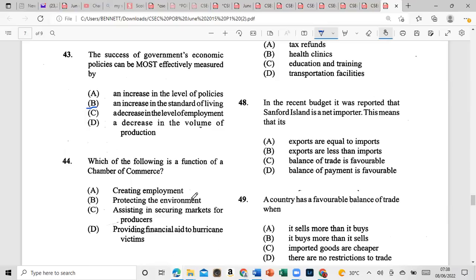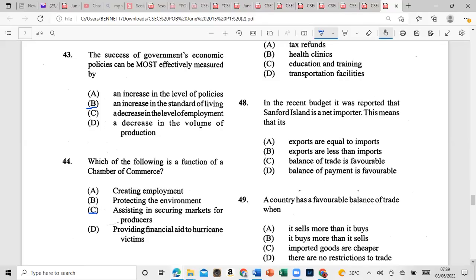44. Which of the following is a function of a chamber of commerce? A, creating employment. B, protecting the environment. C, assisting in securing markets for the producers. D, providing financial aid for hurricane victims. And that would be assisting in securing markets for the producers. All right. So 44 would be C.